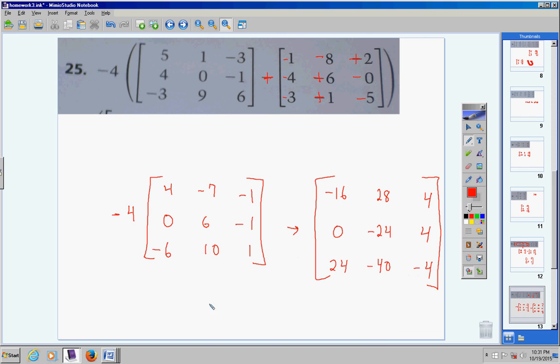Okay, let me check this in the book real quick. Looks pretty good so far. And yes, that is the correct answer. Okay, so again, students, really not rocket science. Pretty simple stuff. Just do your order of operations first. Work inside the parentheses. After you get out that matrix, then take this negative 4 and multiply it through the matrix, and you're finished. Pretty simple stuff.